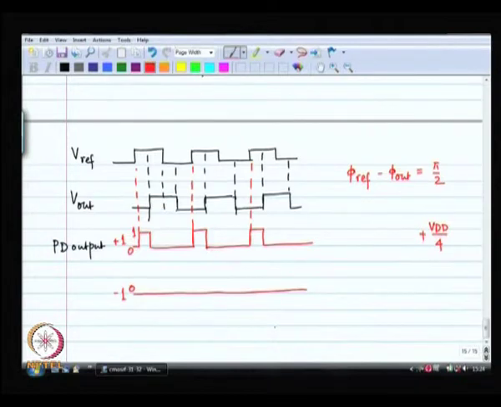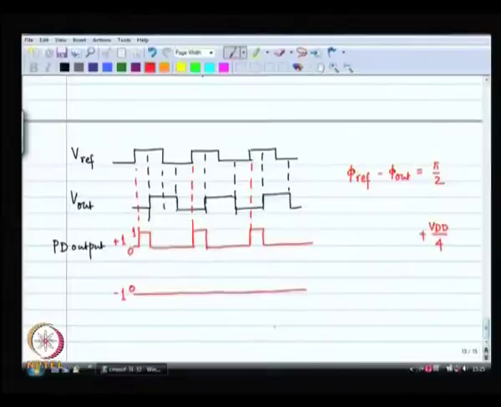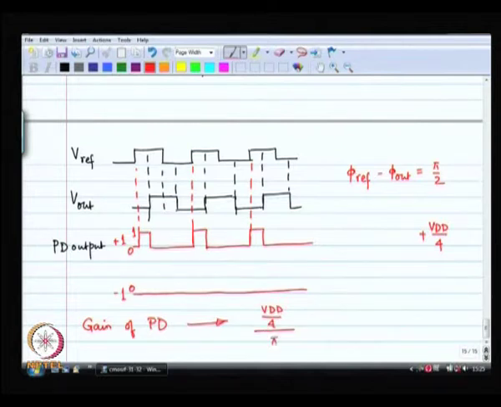Okay. If I had phi out leading phi ref, then it would be -1 for 1/4 of the time. So, the PD output would be minus VDD by 4. Fine. So, the gain of the PD: for pi by 2 phase, my output is VDD by 4. Therefore, the gain is VDD by 2 pi. All right. So, this is what I have got as the gain of the phase detector.